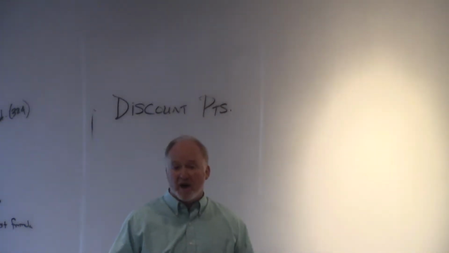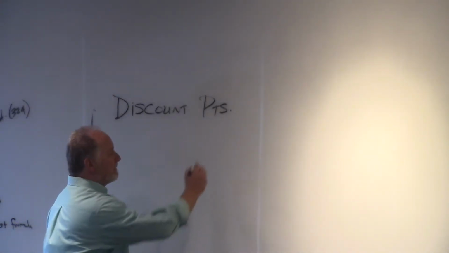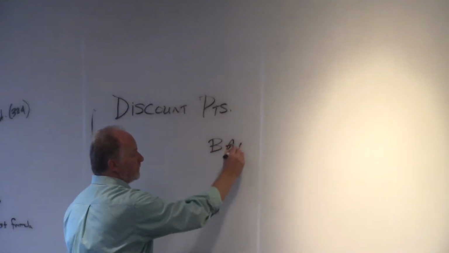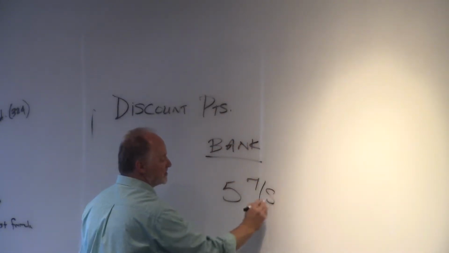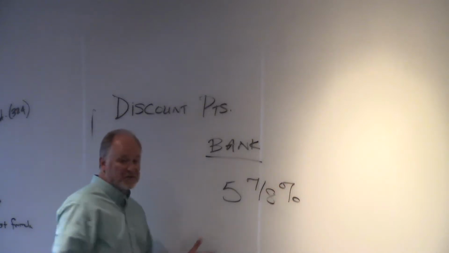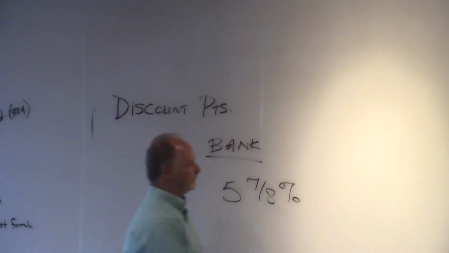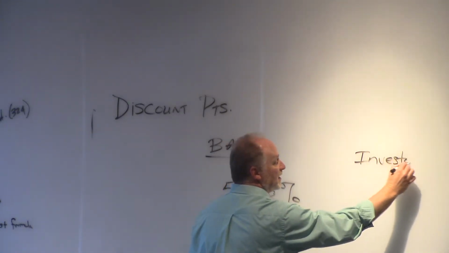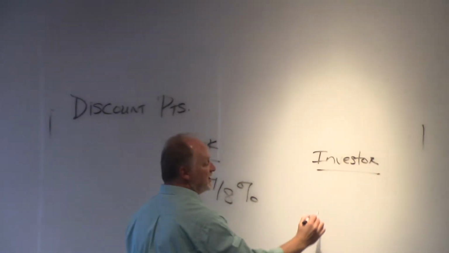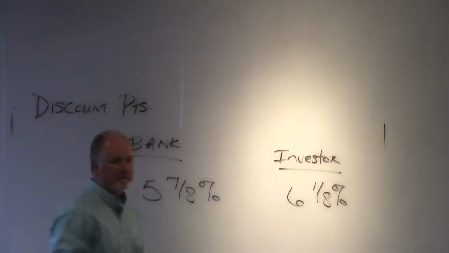Let me give you one that's modestly complicated. I could ask you a question like this. The bank rate is 5 7/8%. In other words, the loan I want has a rate of 5 7/8%. The investor demands a yield of 6 1/8.